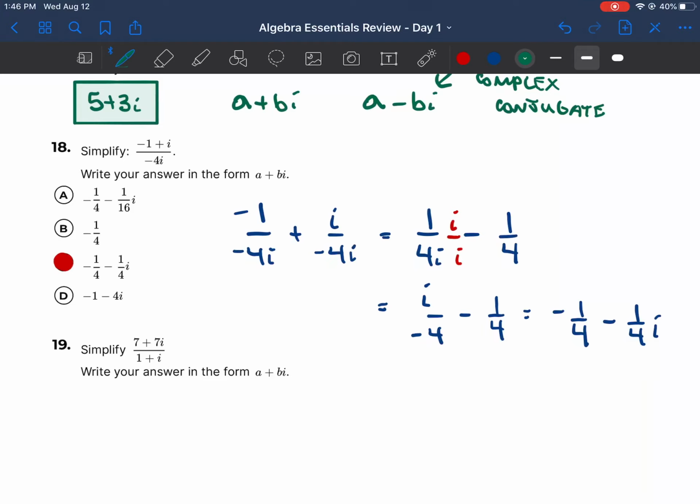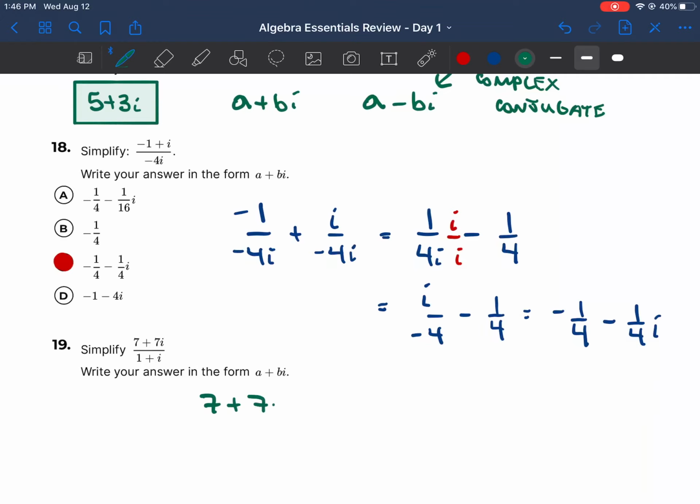All right, problem 19. Simplify 7 plus 7i divided by 1 plus i. So there are a couple ways to handle this problem. We could try to multiply the numerator and denominator by the complex conjugate, which would be 1 minus i, because the complex conjugate of 1 plus i is 1 minus i. But I see a more efficient way to handle this problem.